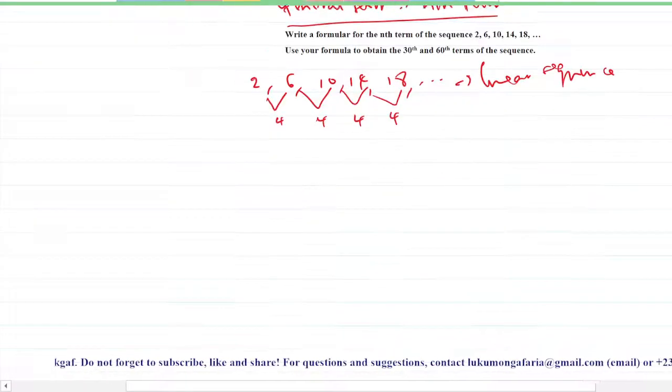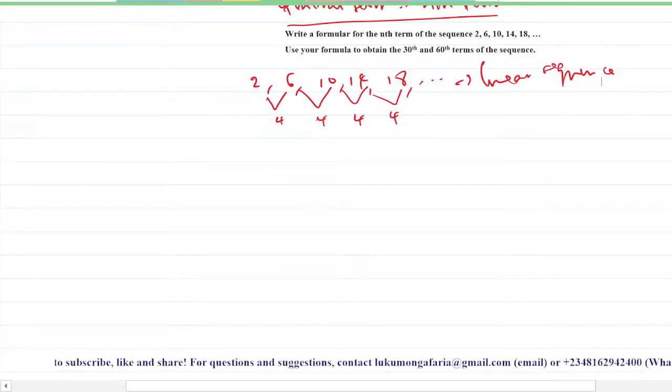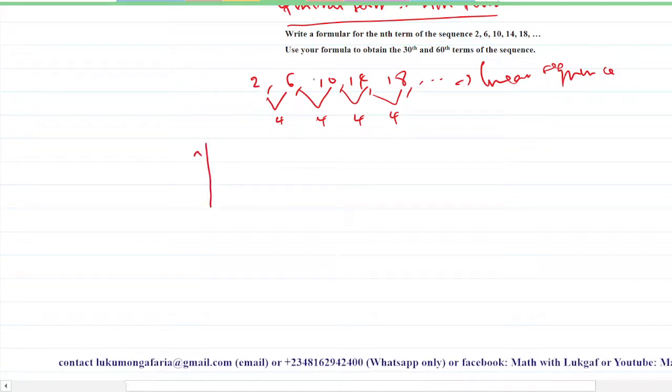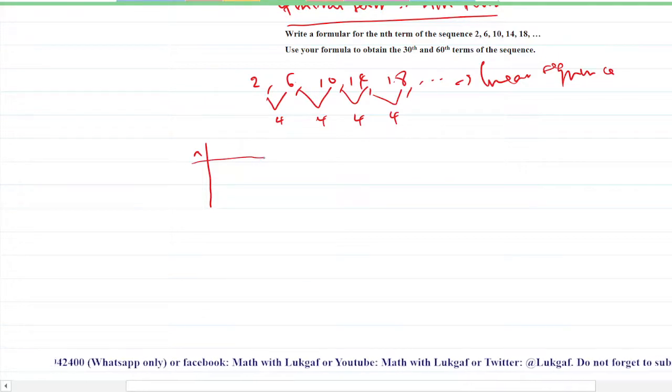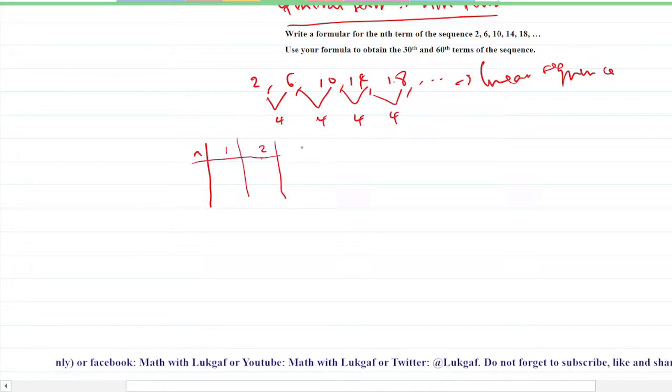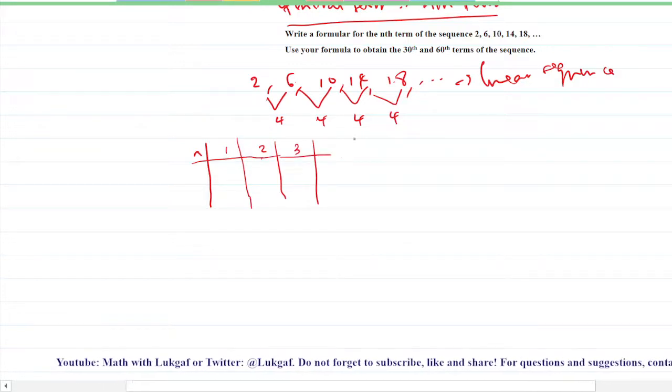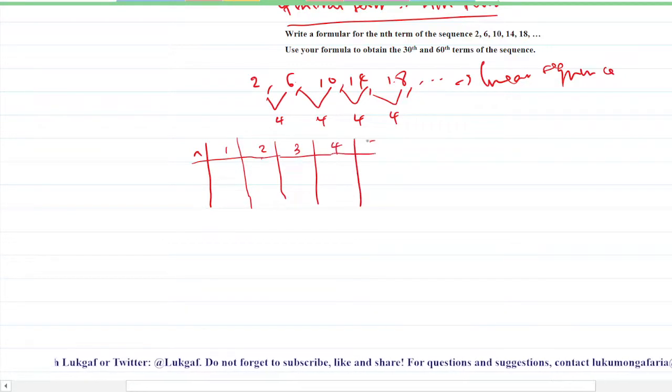But the one I'm going to use for you is a kind of tabular method. What you are going to do is to tabulate it first. We have how many terms here? 1, 2, 3, 4, 5. Then you can write the first 5 terms like it: term 1, term 2, term 3, term 4, then term 5.